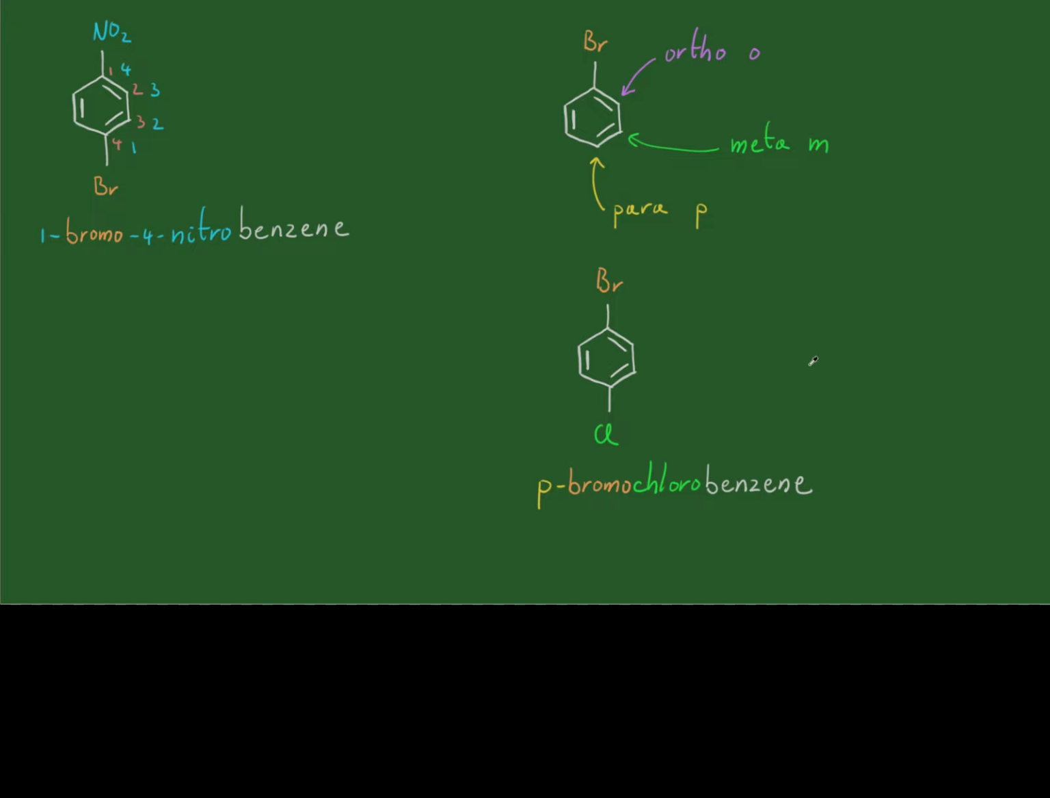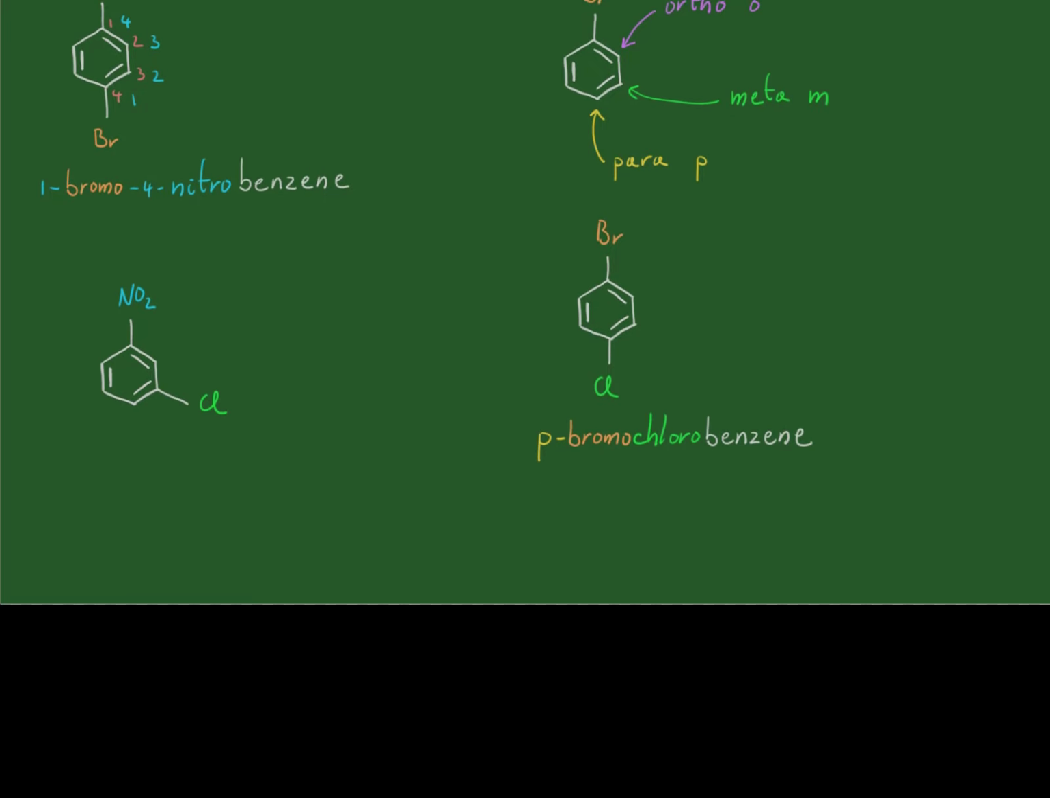Let's do another one. So once again, we will have two substituents. Something like this. And we'll make this one nitro, and we'll make this one chloro. So now, these two substituent groups are meta with respect to each other. So we will say that this compound is m-chloronitrobenzene.